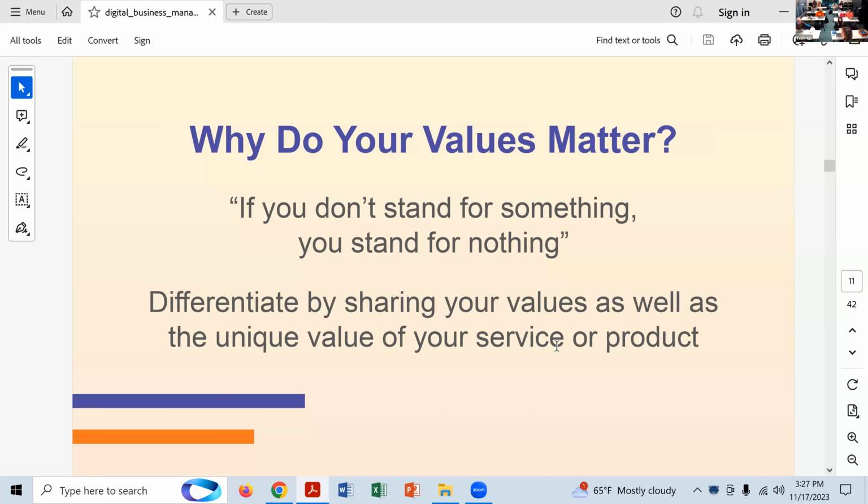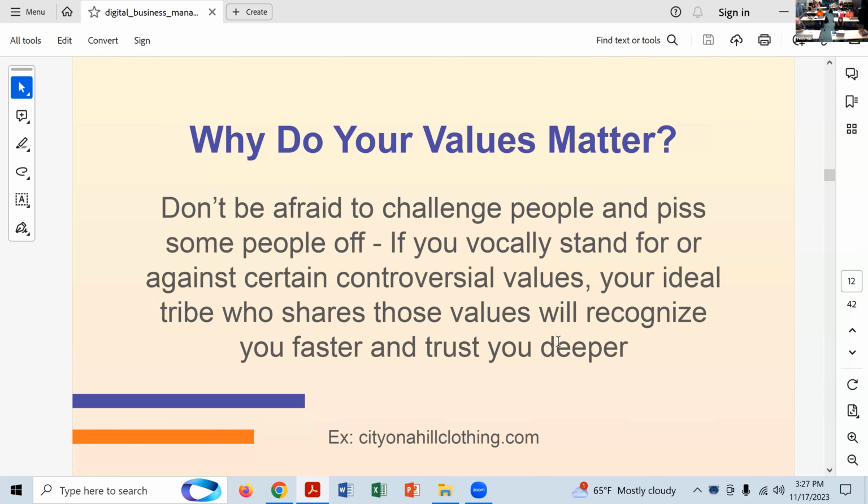So I wanted to give a moment to what are your values? Because you've heard, if you don't stand for something, then you stand for nothing. One of the ways that you will differentiate yourself in the marketplace is by your values, unless you're afraid to share them. The thing about values is that they might piss some people off. But don't be afraid to challenge people. If you vocally stand for or against certain controversial values, your tribe will recognize you faster and trust you sooner.